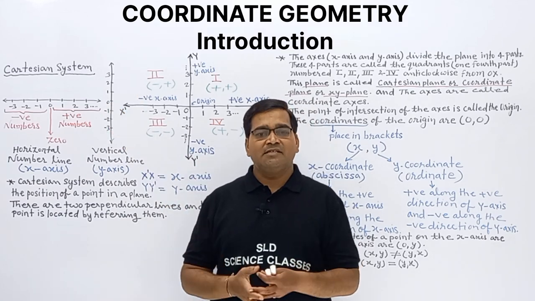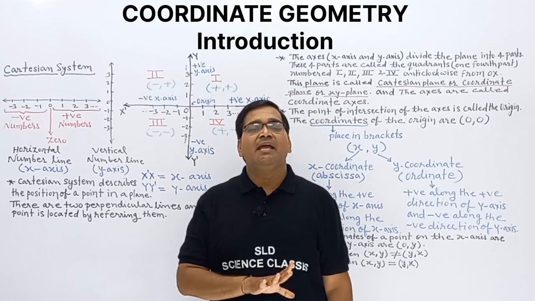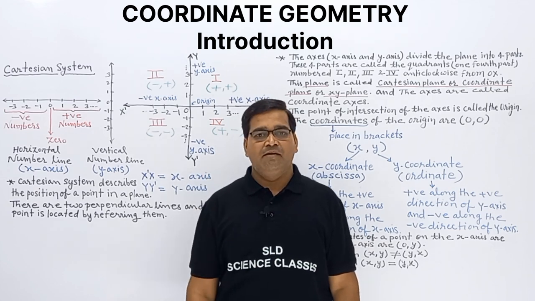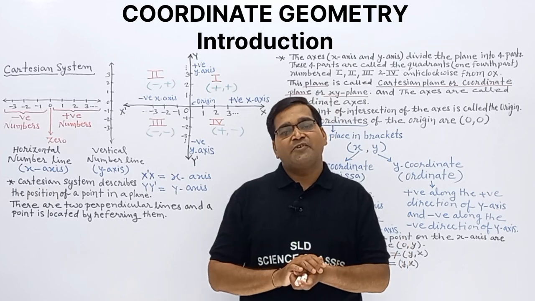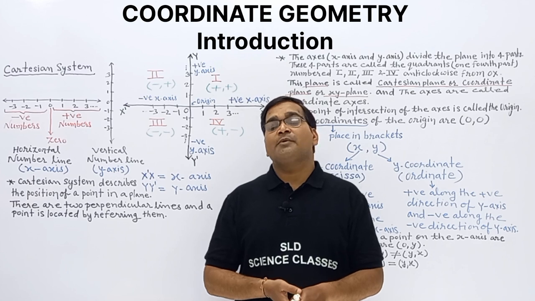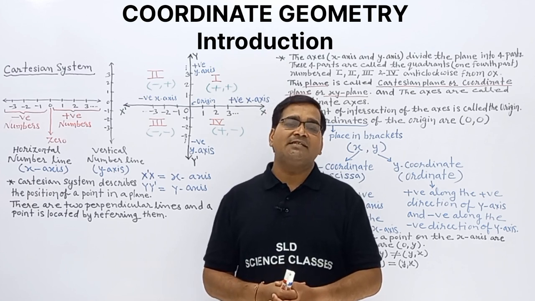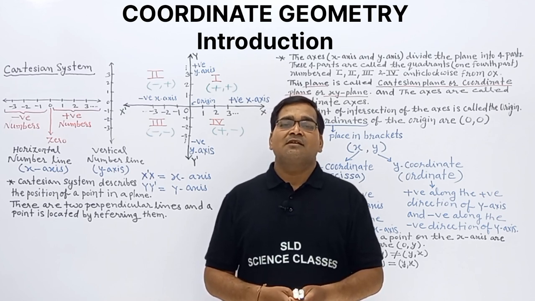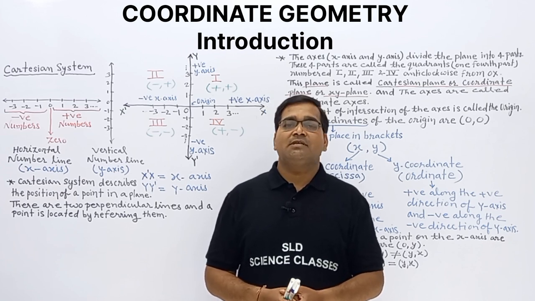Now what about the Cartesian system? It describes the position of a point in a plane, but how will we make a Cartesian plane? What will be its reference? In this chapter we should first know these things, then we can do some exercise questions. So in this class I am giving an introduction to the Cartesian system. We will discuss different terminologies, then in the next class we will discuss exercise questions.